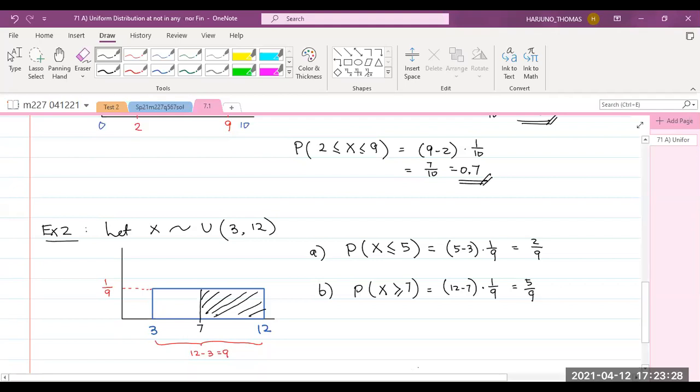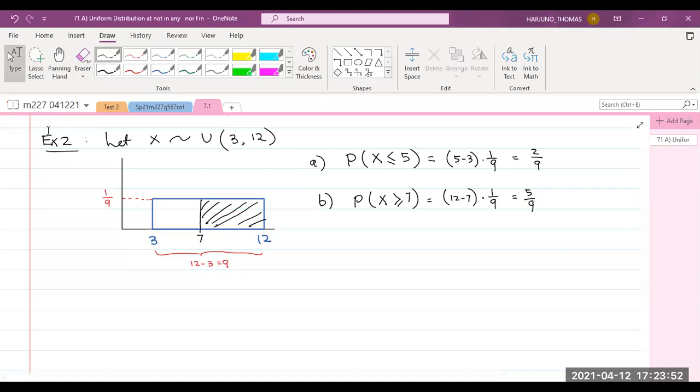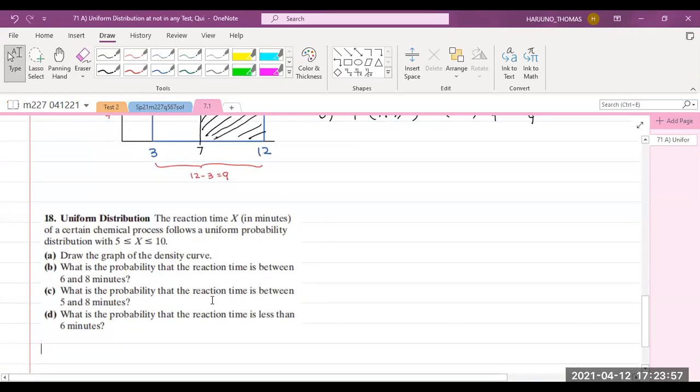Okay. Now let's do one problem from our textbook. Let me see from our textbook. Even our textbook does not actually emphasize this though. Okay, give me a second. I copy paste from number 18 in our textbook. This is 7.1, number 18.